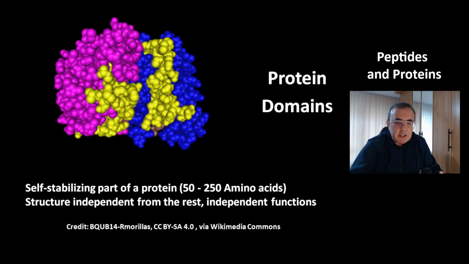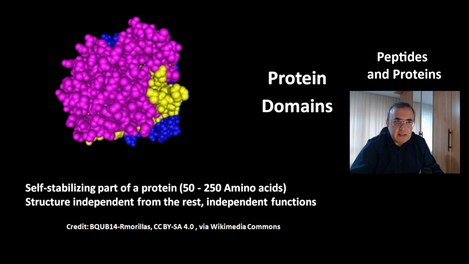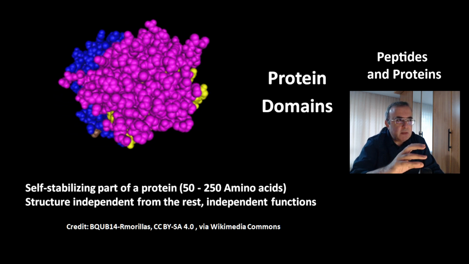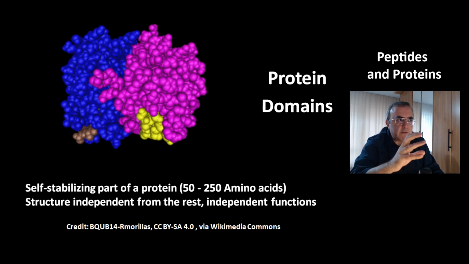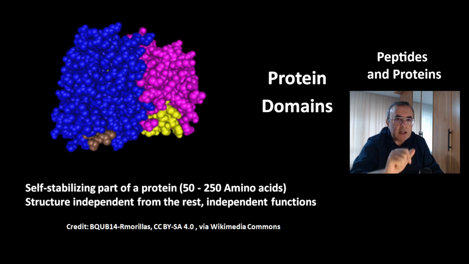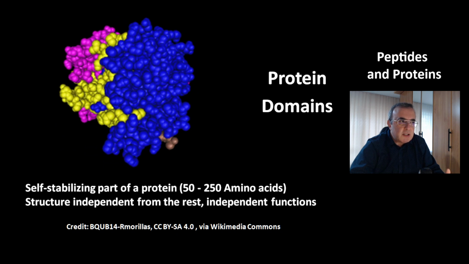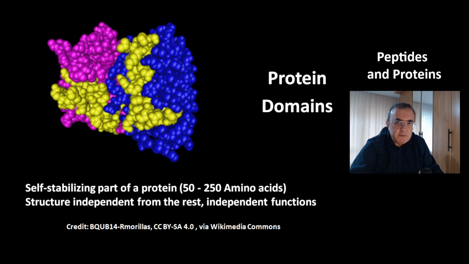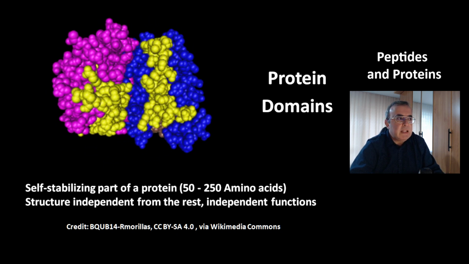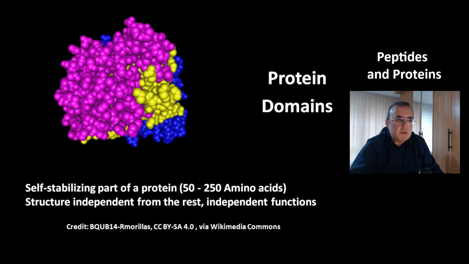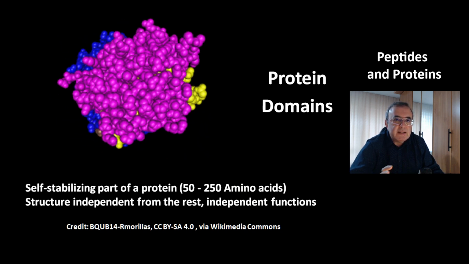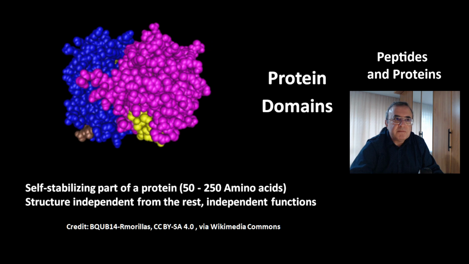This is something very important in the world of proteins. That's the protein domains. You can see a big protein molecule with different areas and different colors. These are the protein domains. They are self-stabilizing parts of a protein, typically containing 50 to 250 amino acids. They're structurally independent from the rest, and each protein domain has its own function.